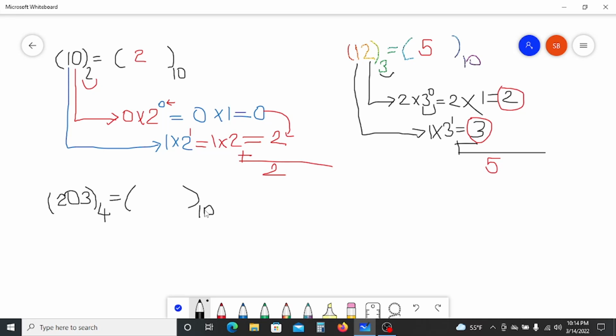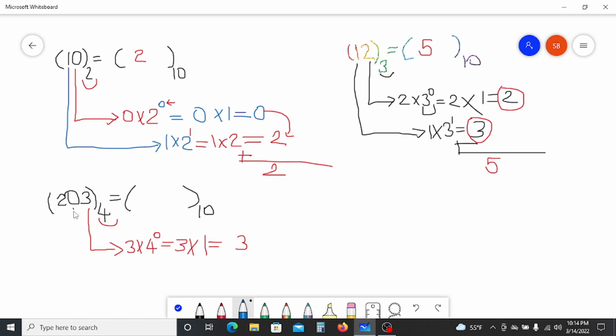Similar procedure. Let's try to get a different color. As you see here, the number is 3. 3 times your base, which is 4. Don't forget, the second multiplication factor is the base, 4, and the power is 0. That equals 3 times 4 to the 0, which is 1. 3 times 1 is 3.